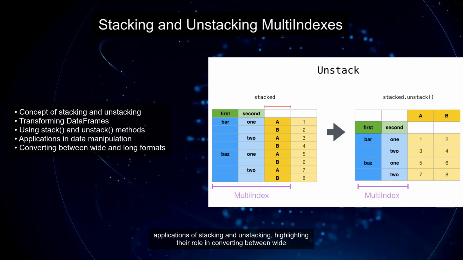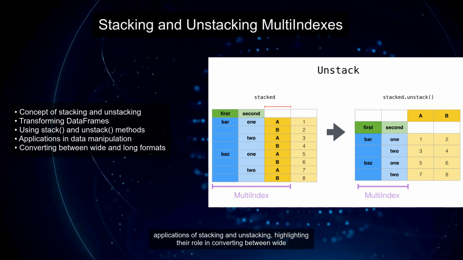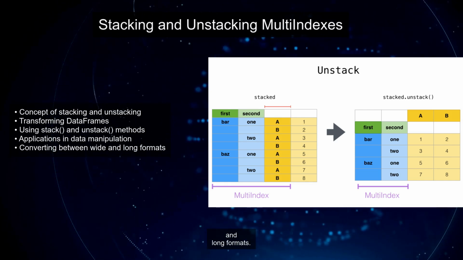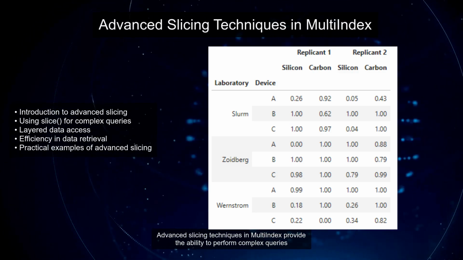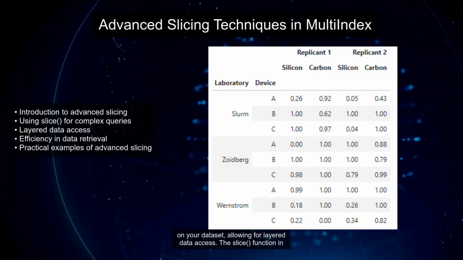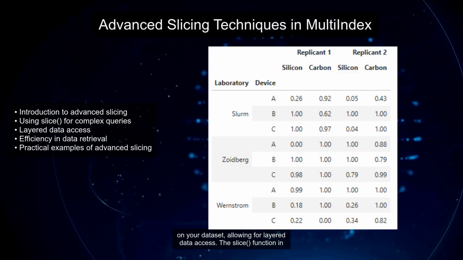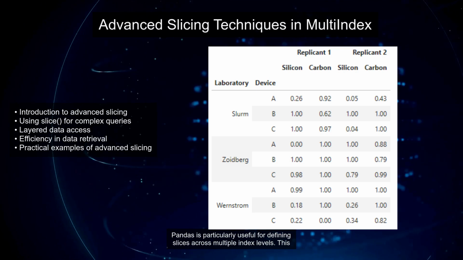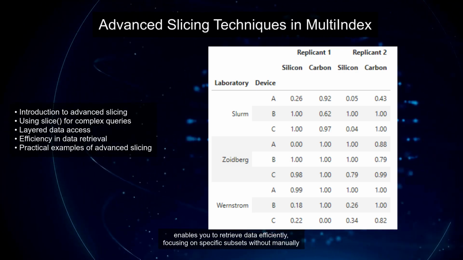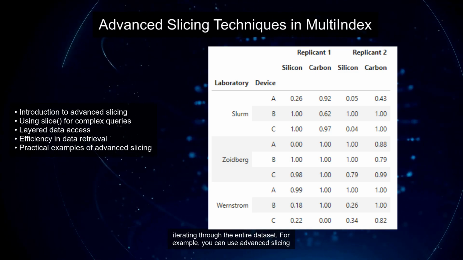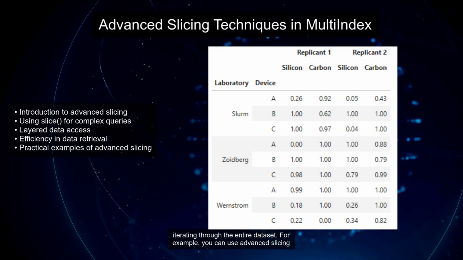In this block, we'll demonstrate the applications of stacking and unstacking, highlighting their role in converting between wide and long formats. Advanced slicing techniques in multi-index provide the ability to perform complex queries on your dataset, allowing for layered data access. The slice function in Pandas is particularly useful for defining slices across multiple index levels. This enables you to retrieve data efficiently, focusing on specific subsets without manually iterating through the entire dataset.